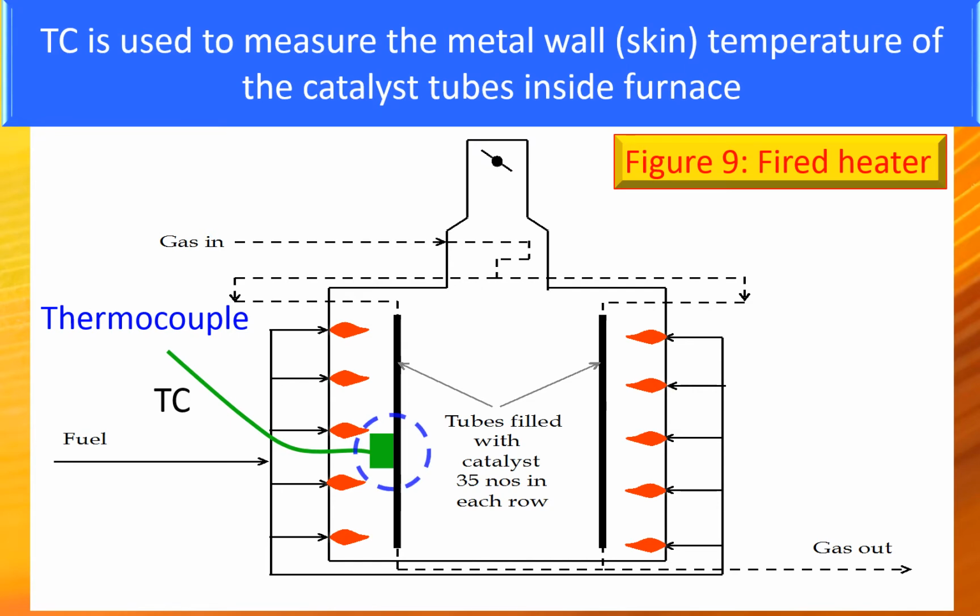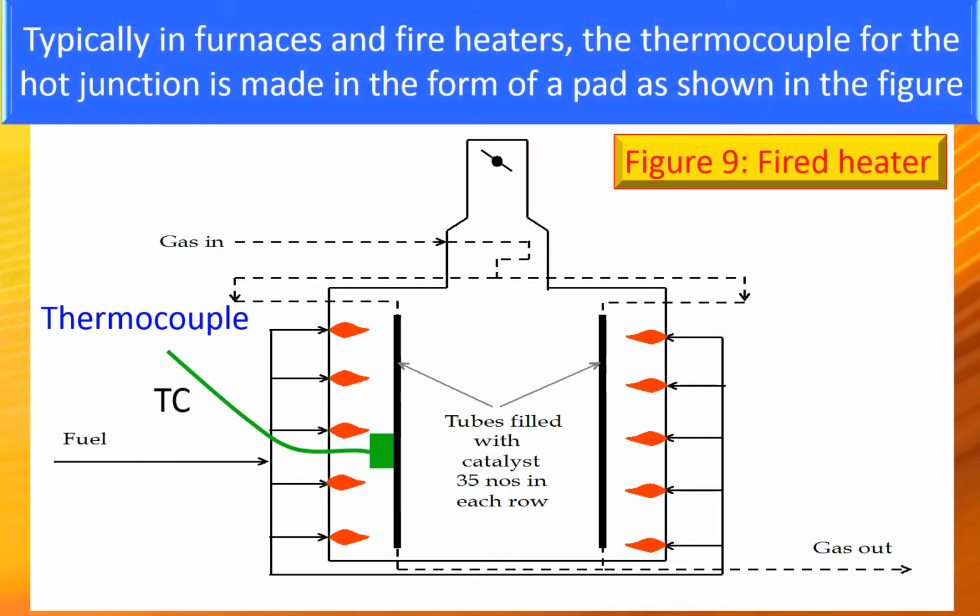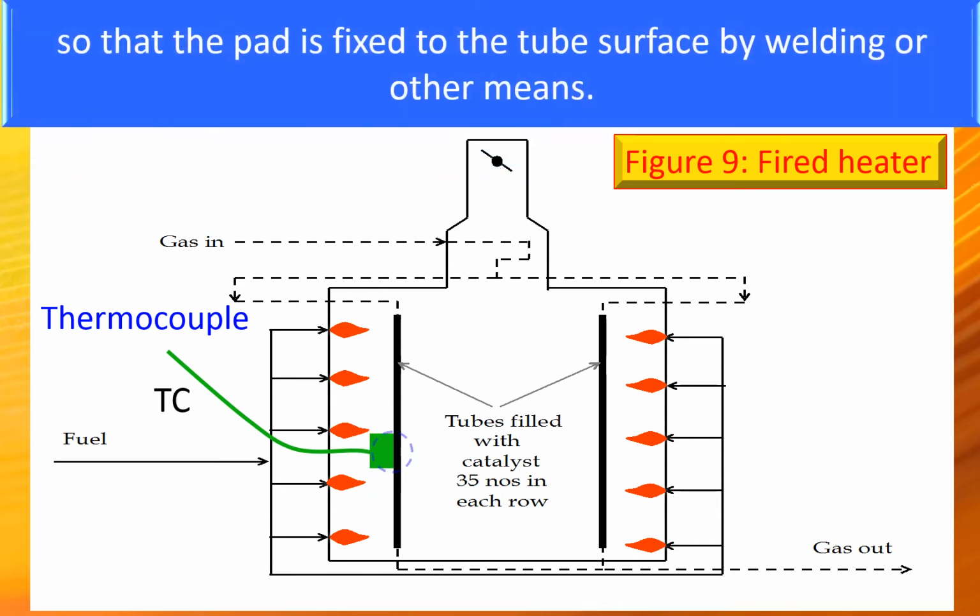Thermocouple is used to measure the metal wall or skin temperature of the catalyst tubes inside the furnace, typically in furnaces and fired heaters. The thermocouple for the hot junction is made in the form of a pad as shown in the figure, so that the pad is fixed to the tube surface by welding or other means.